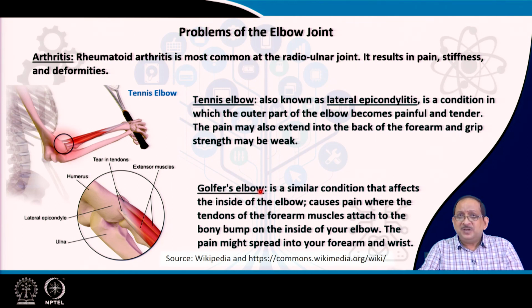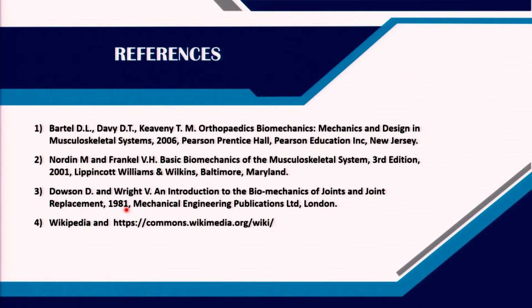Now, golfer's elbow is a somewhat similar condition that affects the inside of the elbow. It causes pain where the tendon of the forearm muscles attaches to the bony bump on the inside of the elbow. The pain might spread into your forearm and wrist. The lecture is based on some references which are listed here.